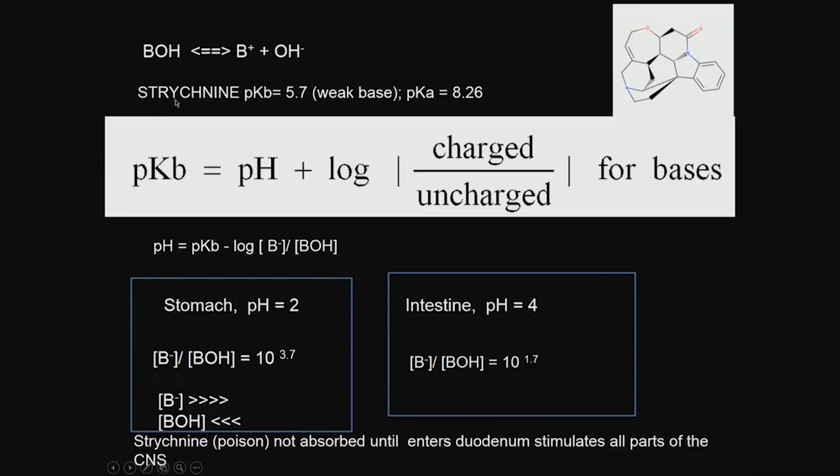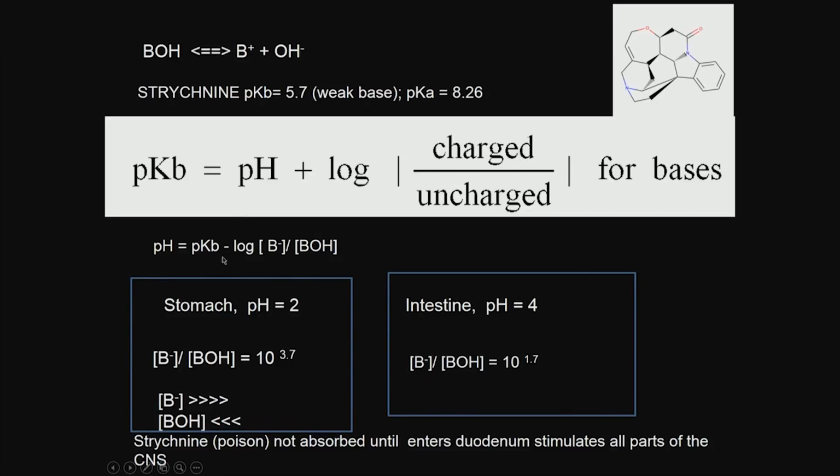So for example, take this molecule, strychnine. This is its structure. It is a poison, and it is not absorbed until it enters the duodenum. It stimulates all parts of the CNS, your central nervous system, so it is a poison. Its pKb is 5.7, so it is a weak base, or its pKa is 8.26, because pKa plus pKb for the same system is equal to 14, if you remember that. So pKb is equal to pH plus log of charged by uncharged for bases, so we use that formula.